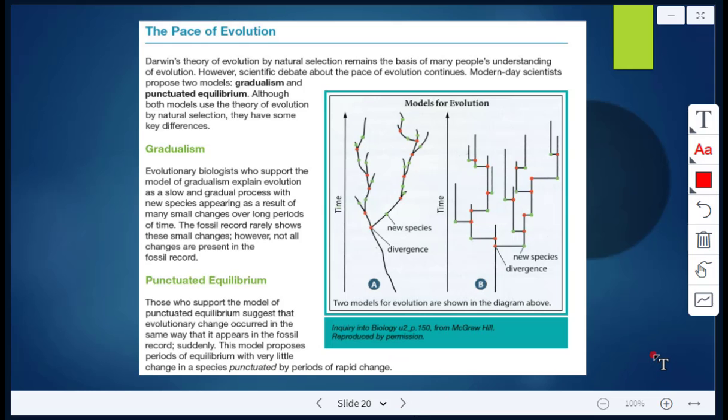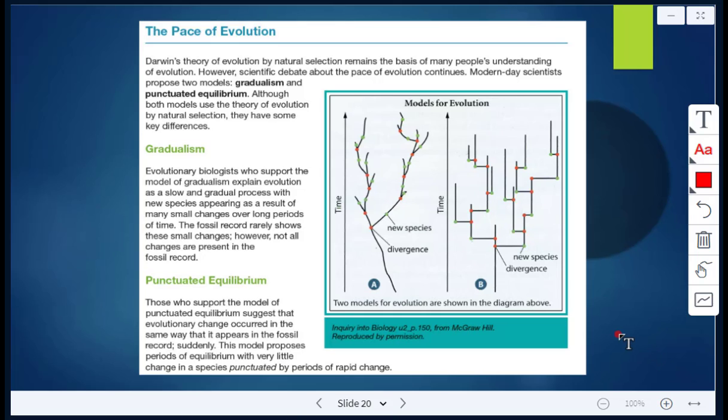And lastly, we just have to talk about the pace of evolution. Darwin's theory of evolution remains the basis of many people's understanding of evolution. However, there's still debate about the pace of evolution. Modern day scientists propose two models: gradualism or punctuated equilibrium. Both models use the theory of evolution by natural selection, but they have some key differences.